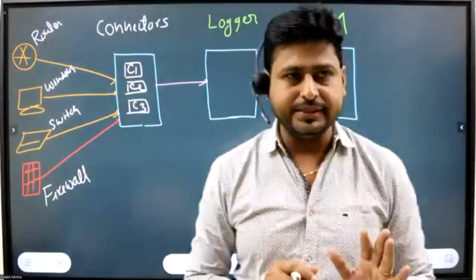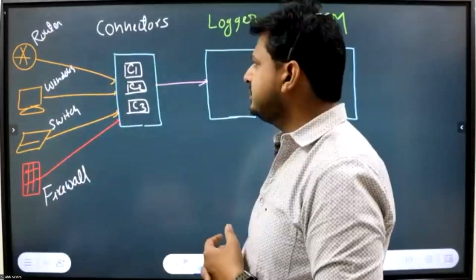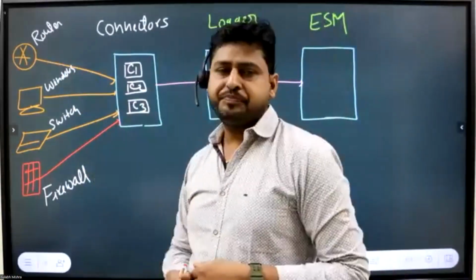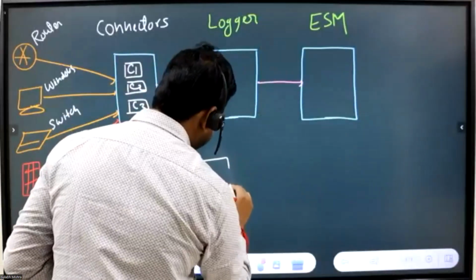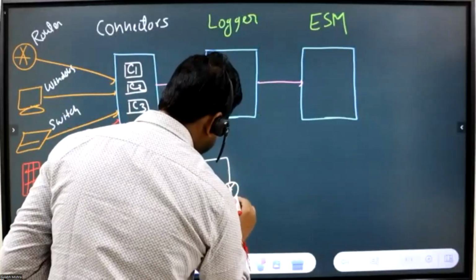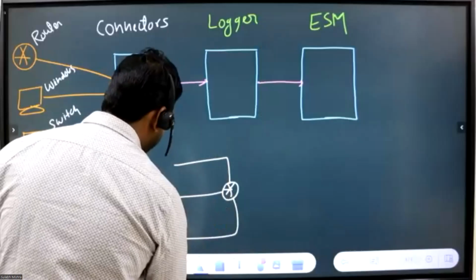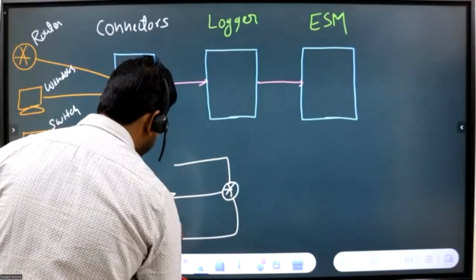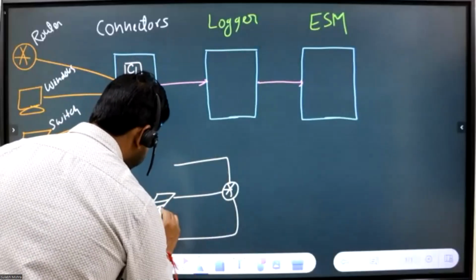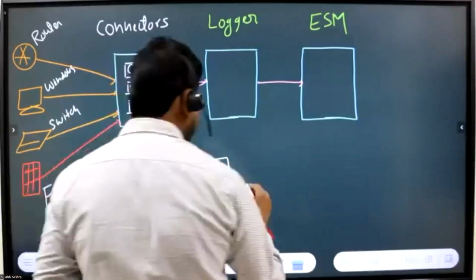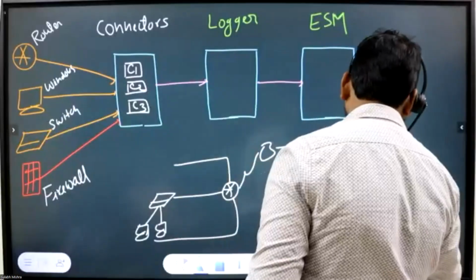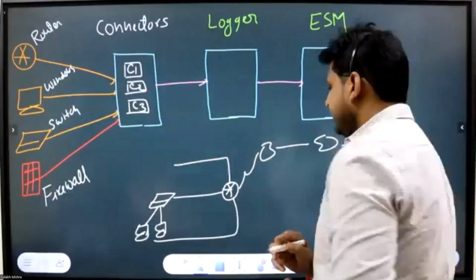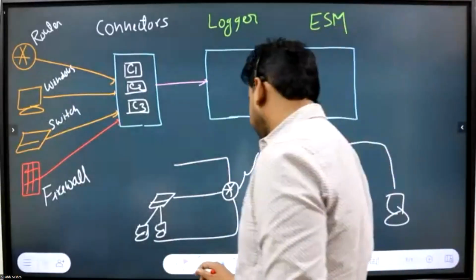For example, you have this kind of network, as you understood last time, in which you have a router on the gateway, and then you may have so many other devices. So you have a switch, then Windows, and you have the internet connection, then some other device, and behind that you have a firewall.